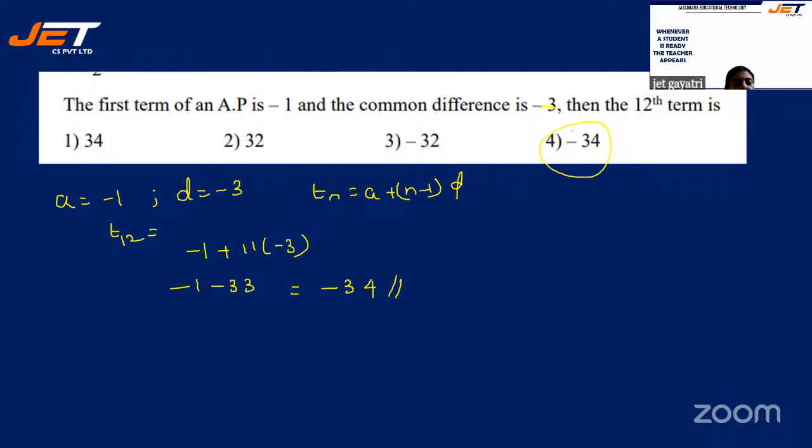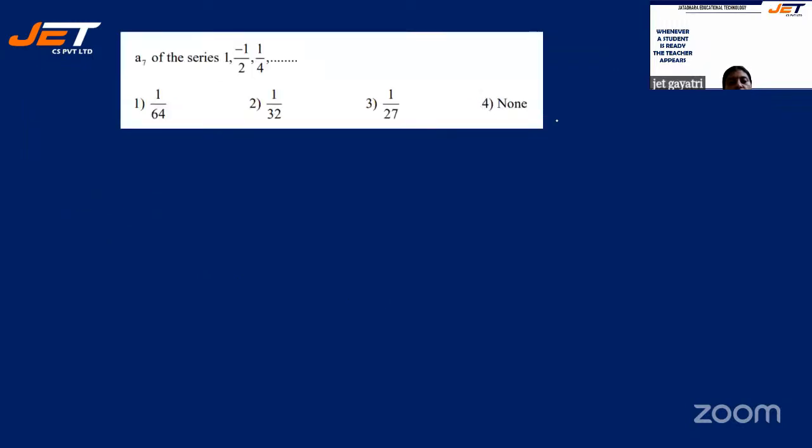So your answer must be minus 34. Alright, so hope you all have done this sum and put your answers in the chat box, students. Alright, let's move on to the next question. A7 of the series 1 comma minus half comma 1 by 4 and so on is dash.